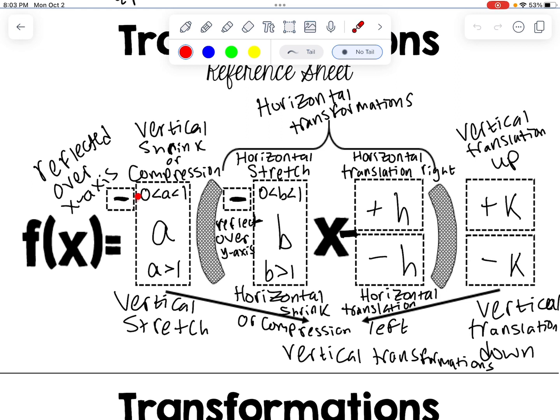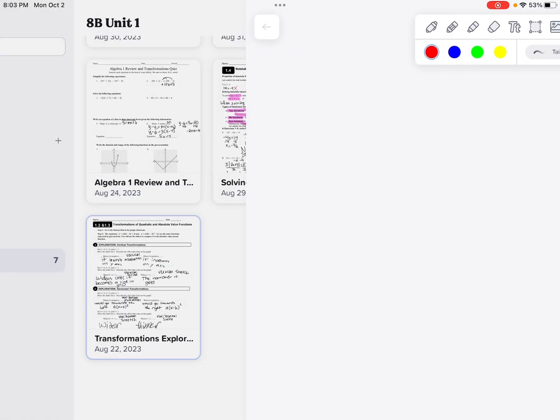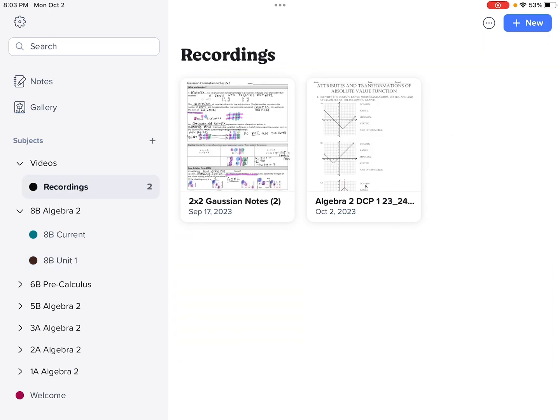What I want you to know, negatives will always cause reflections. Okay, A and B will cause shrinks or compressions and a stretch. Whether they're horizontal or vertical depends on where they're located within the parentheses. H and K will both be shifts. If it's inside the parentheses, we're dealing with H, which means we're going to go right or left. And then if we're dealing with K, we're going to go up or down. Okay, so that was a quick reminder on how that works.